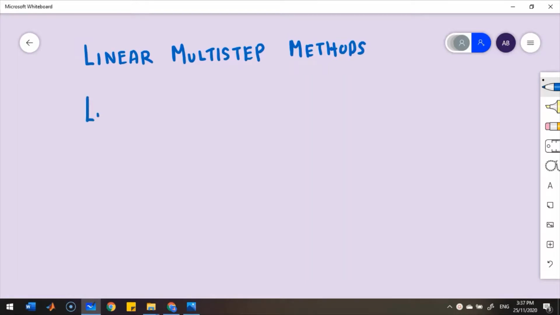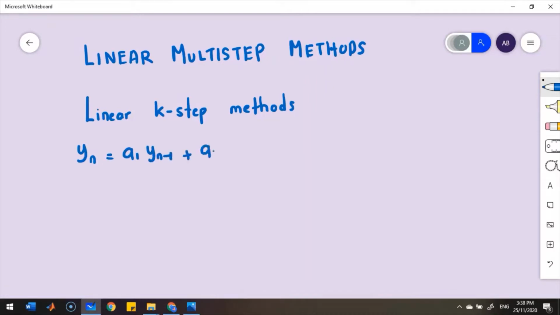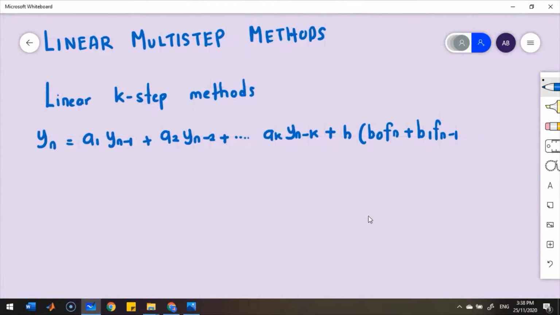The standard form of linear k-step method is defined by, we have yn equals a1 yn minus 1 plus a2 yn minus 2 plus up to ak yn minus k, plus h times b0 fn plus b1 fn minus 1 plus up to bk fn minus k.